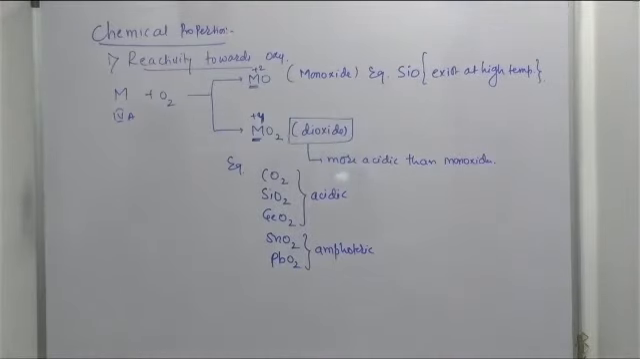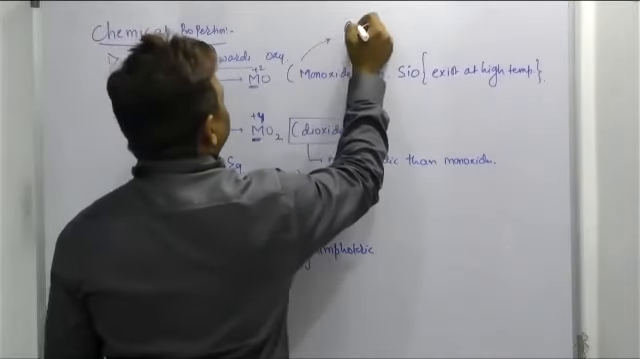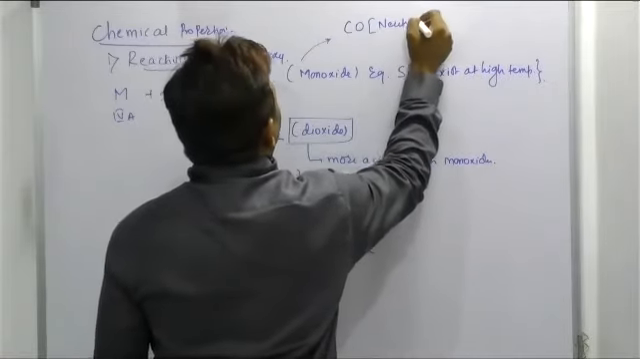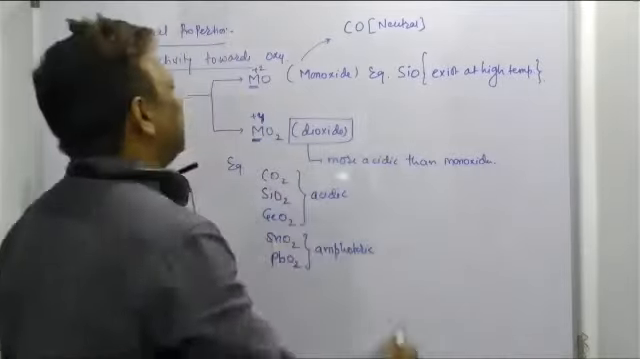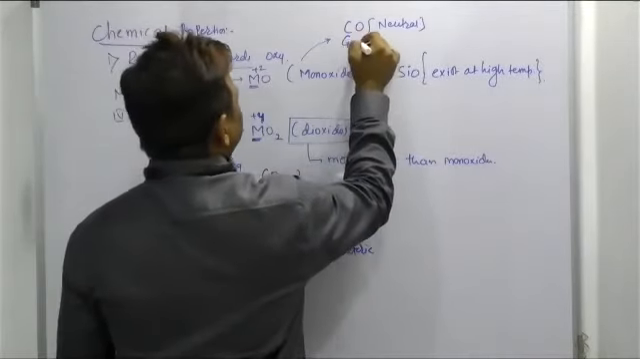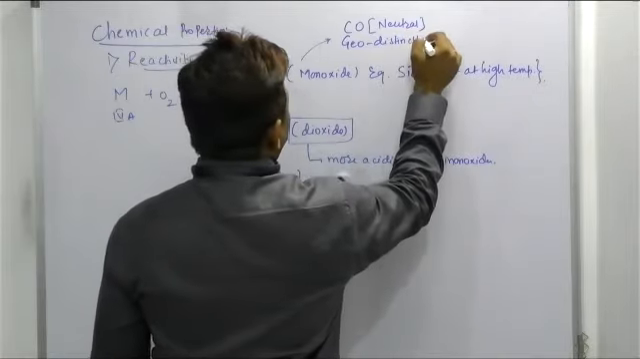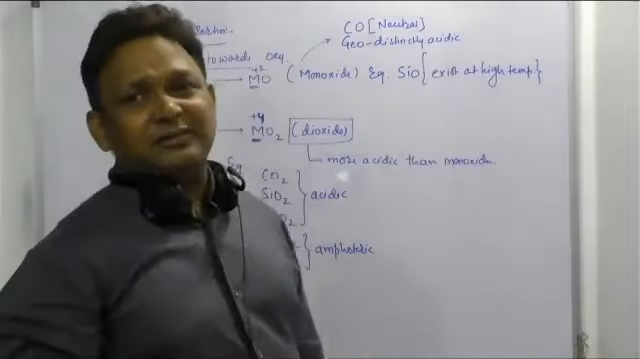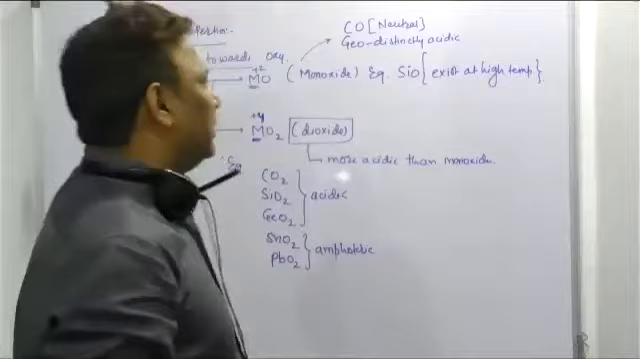Got the point? Come to the examples of monoxides, beta. Monoxide example CO. How is the nature? Very good, neutral. CO is neutral. GeO is distinctly acidic. Now the remaining two, what is that? SnO, PbO, amphoteric.